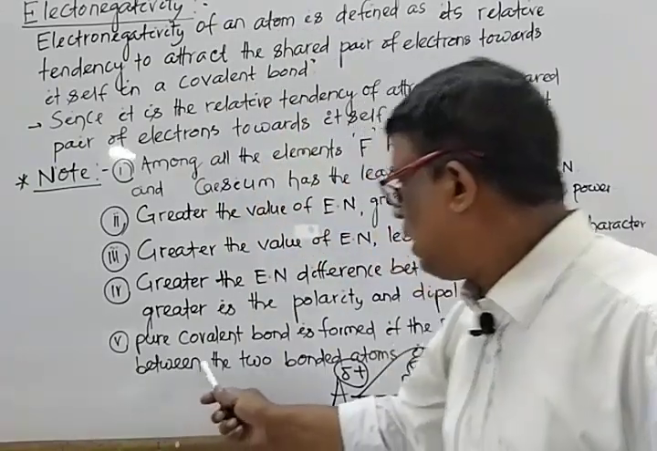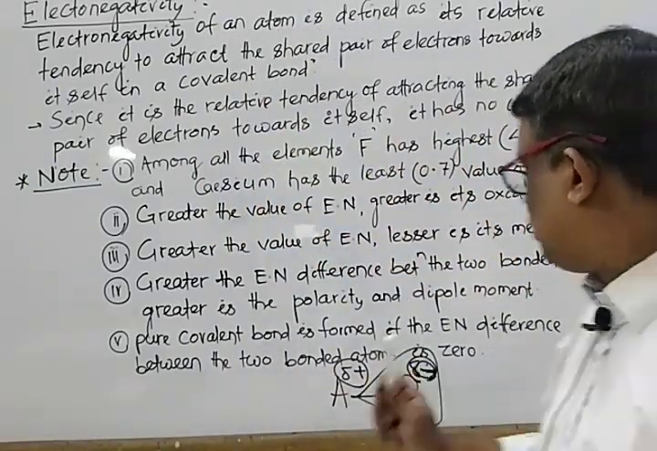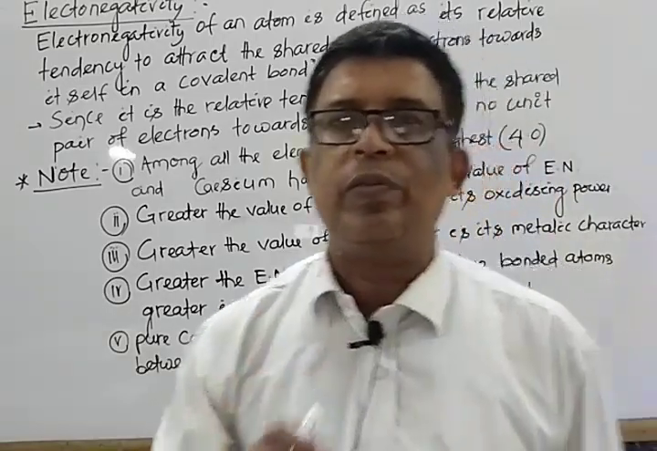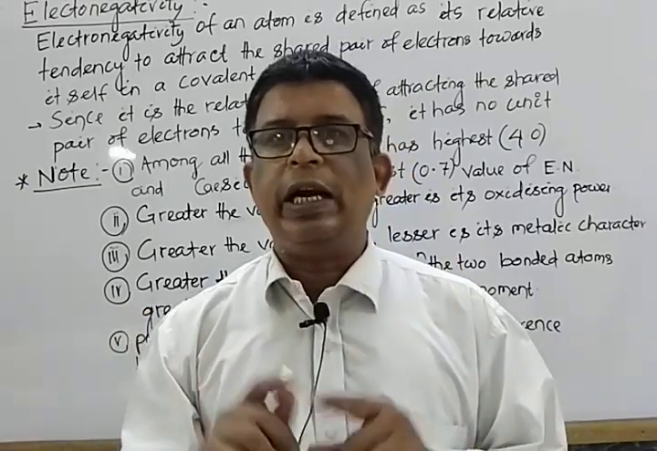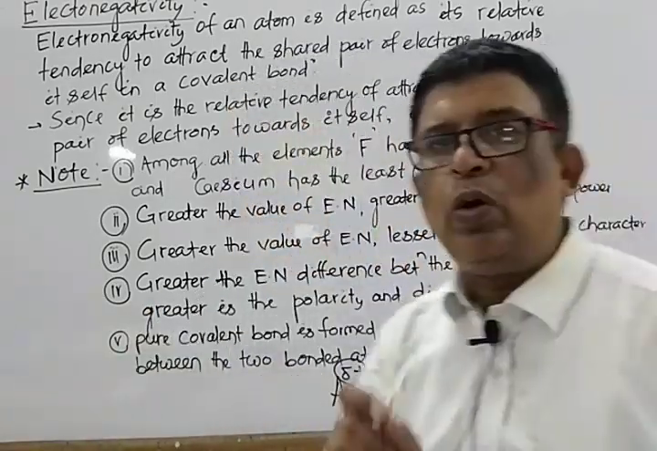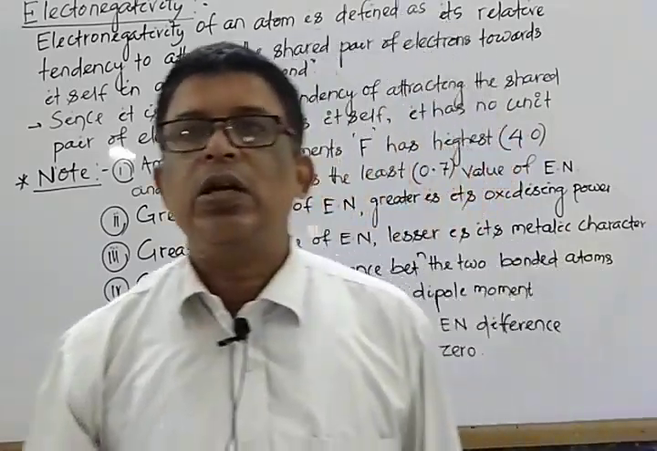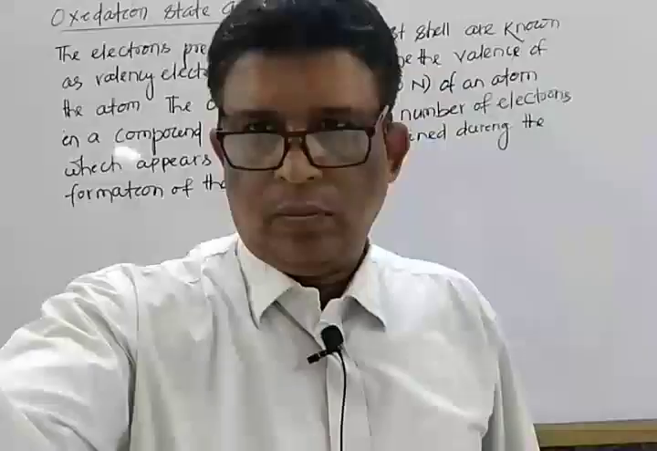And the last point is that a pure covalent bond is formed if the difference between the two electronegativities is 0. If the two atoms are the same, homo atoms with the same electronegativity, then the bond is a pure covalent bond. These are some important points relating to electronegativity.